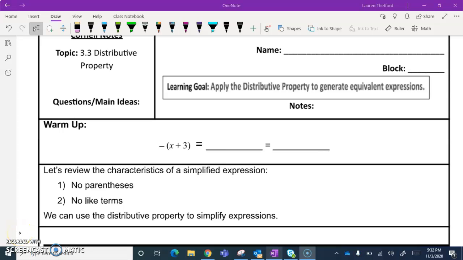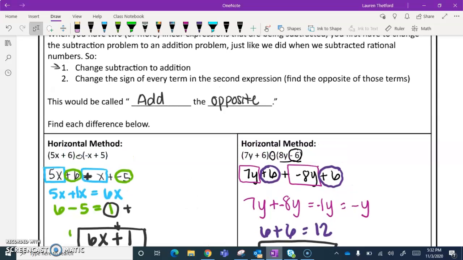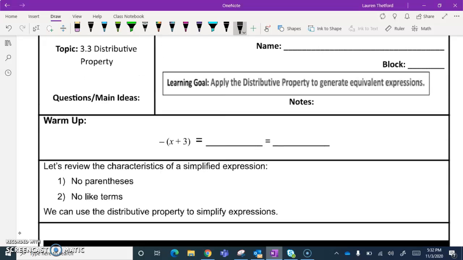Okay, so the warm up, we're kind of just going to do it together. So we have negative and then the quantity x plus 3. So negative on the outside, this is kind of like what we just did in part 2, where we have this negative here. So it's just like this end of the expression. And so this isn't just making the x negative, it's saying that everything inside is negative, or the opposite of. So it actually means the opposite of x plus 3.